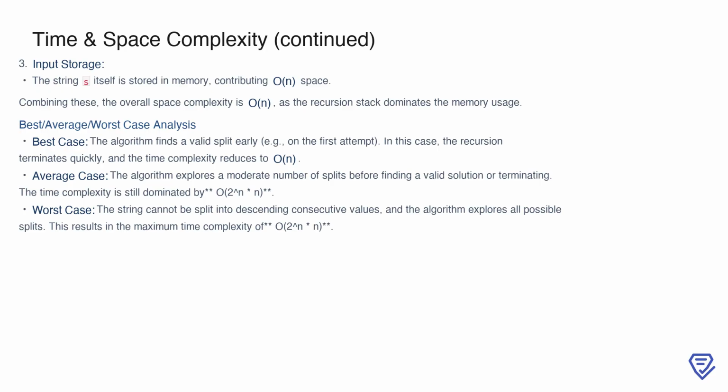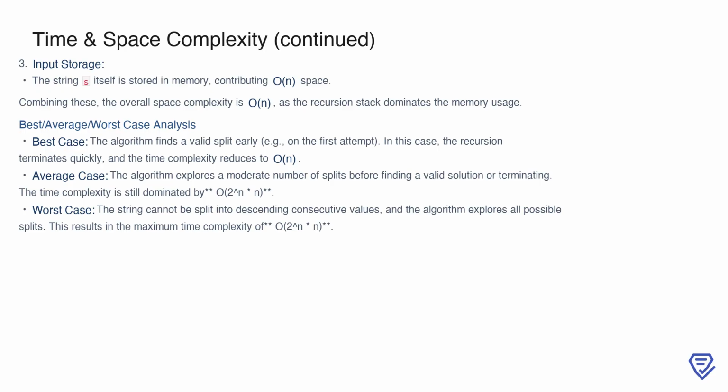Let's now examine the best, average, and worst-case scenarios. In the best-case scenario, the algorithm quickly finds a valid split, such as on the first attempt. Here, the recursion terminates early, resulting in a time complexity that simplifies to n.